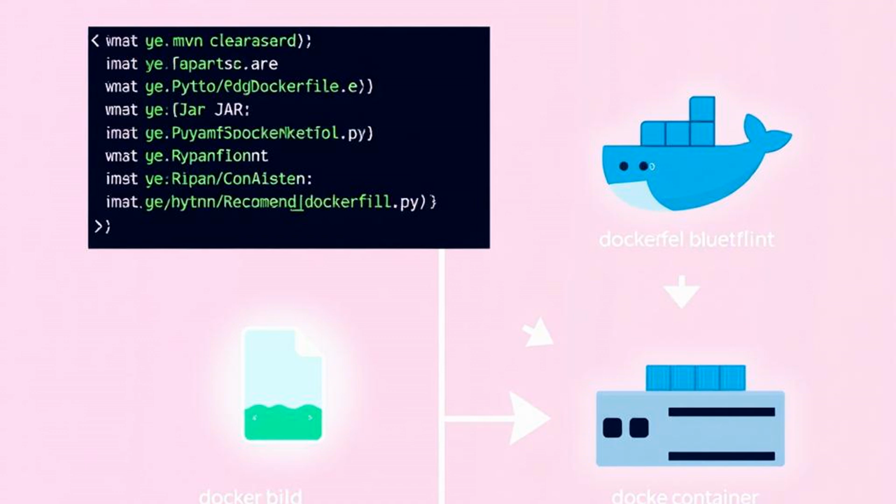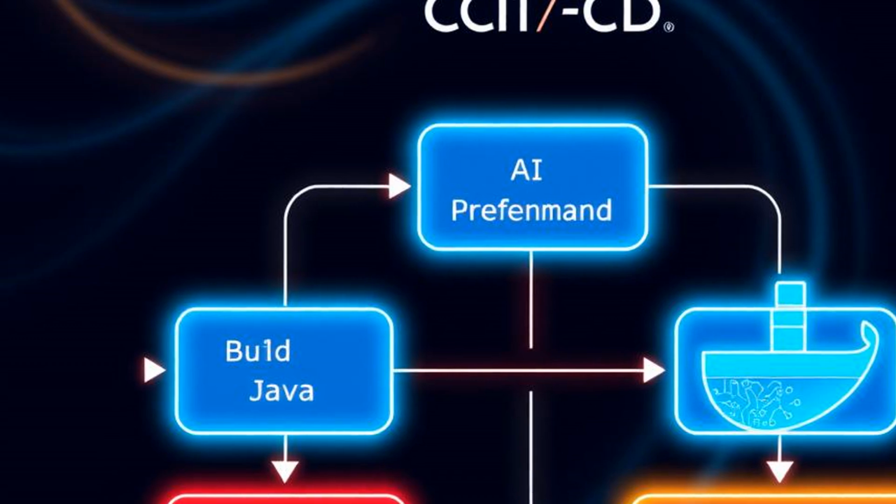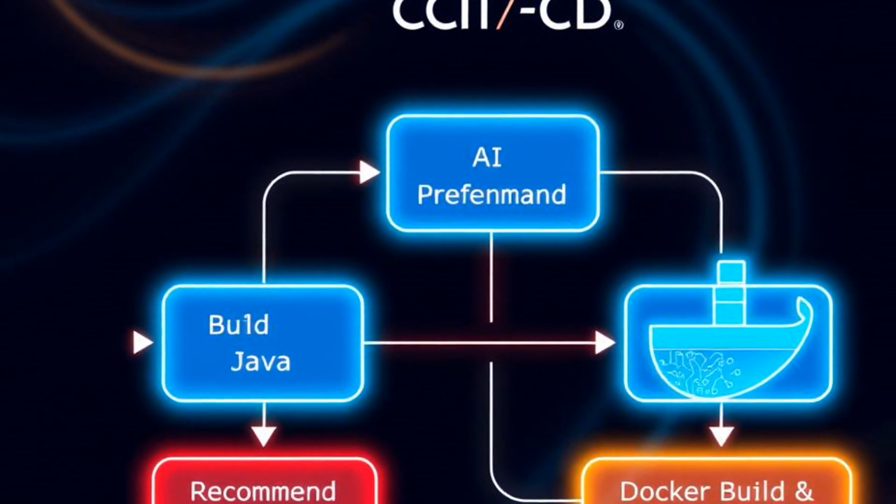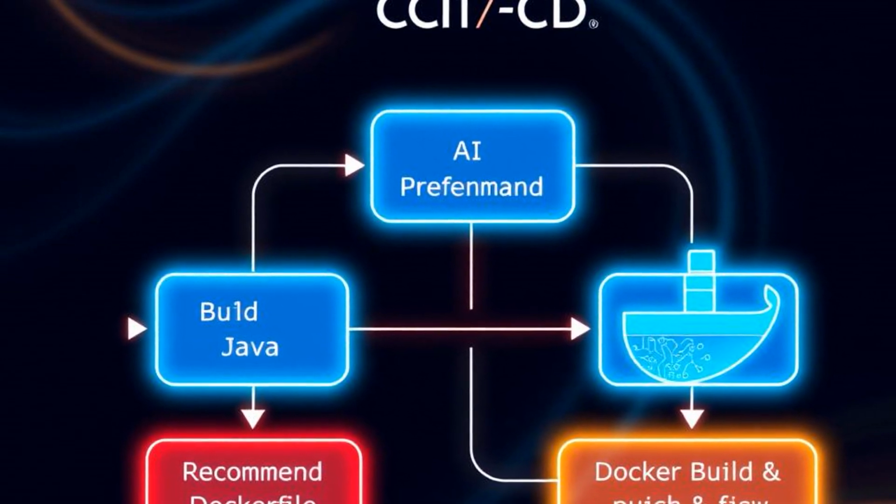To see this in action, we've provided a build.sh script for local execution. This script orchestrates the entire process. First, it uses Maven to build our Java microservice into a fat JAR. Next, it invokes our recommend_dockerfile.py script, which dynamically generates or updates the Dockerfile.recommended file with all the AI-driven optimizations. Finally, it uses Docker to build the image, referencing this newly optimized Dockerfile.